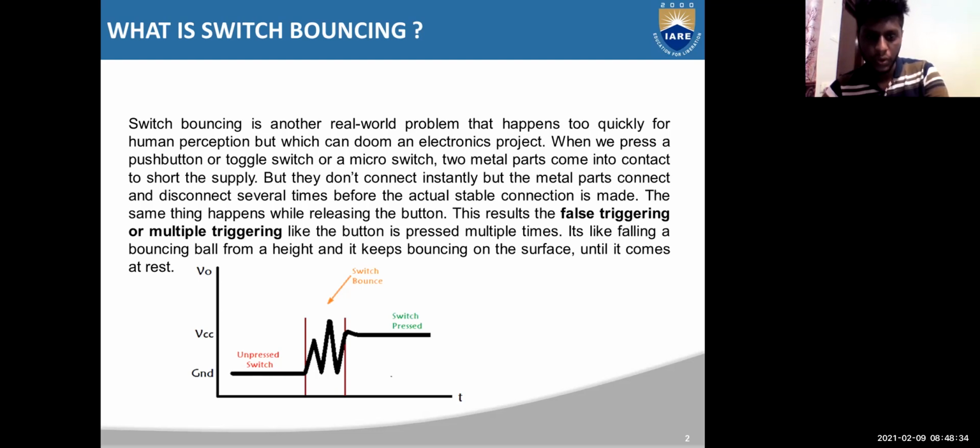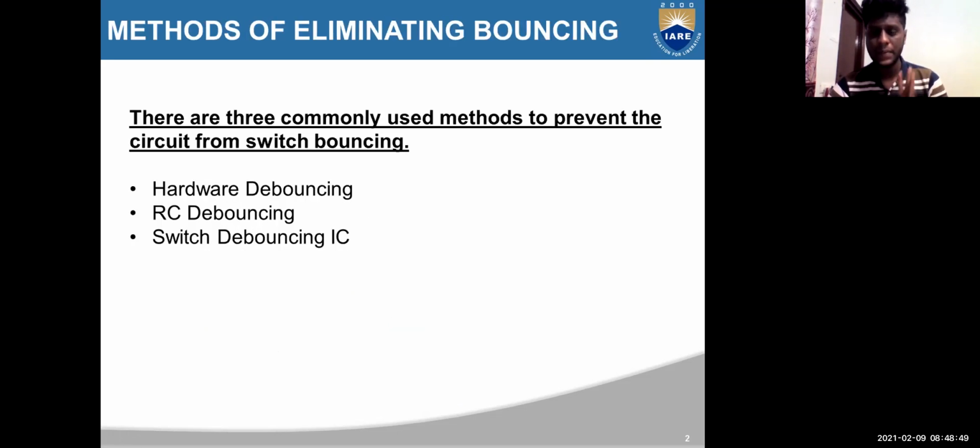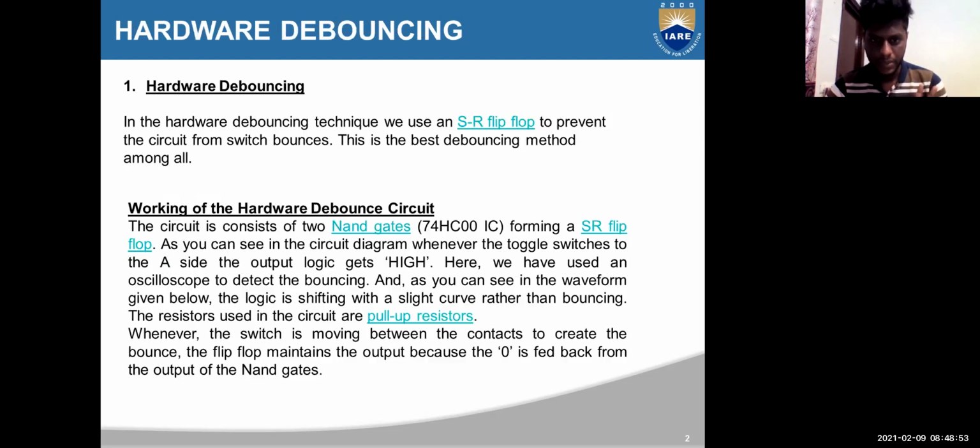This is about the switch bouncing, where you can see VU, VCC and G and D, where here is the initial position, the unpressed switch, the switch bouncing and the switch press. And T is the time, the X-axis consists of time, and V is the voltage. This is about switch bouncing. And there are three methods of eliminating the bouncing. They are hardware debouncing, RC debouncing, and switch debouncing.